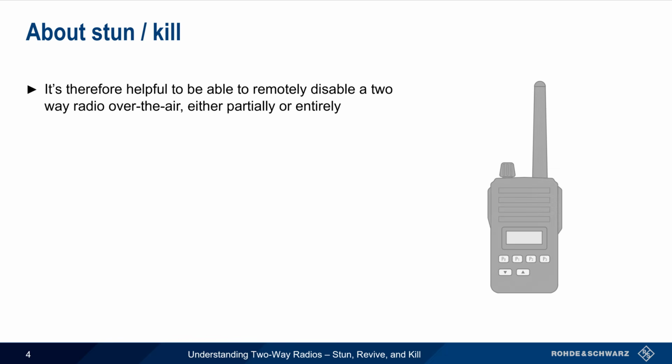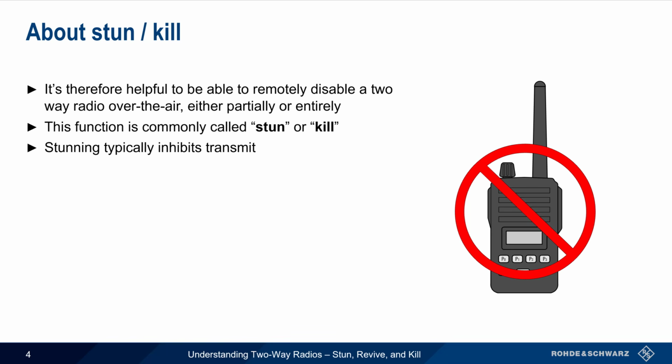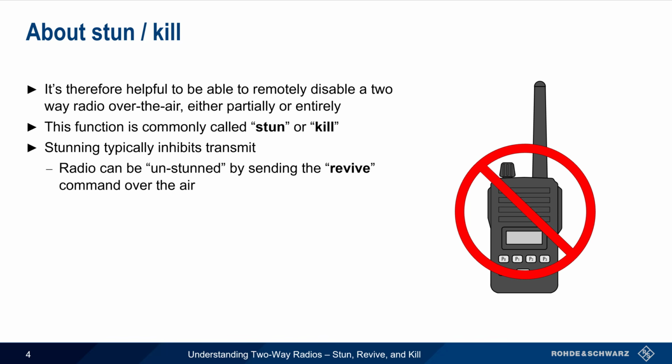It's therefore desirable to have a way to remotely disable a two-way radio over the air, either partially or entirely, and this function is commonly referred to as stun or kill. Very generally speaking, stunning is used to inhibit transmit, but the radio can be unstunned by means of another over-the-air command called revive. The biggest difference between stunning and killing a radio is that in most cases, killing makes the radio entirely non-functional. Furthermore, a killed radio usually cannot be revived over the air.